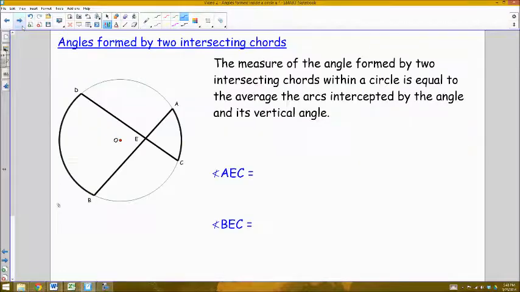Okay. The other type of angles that we look at which are formed within a circle are angles formed by intersecting chords. Now remember, a chord is just a line segment which connects 2 points on a circle. So one chord here would be AB, connecting 2 points on the circle, and another chord here would be chord CD.